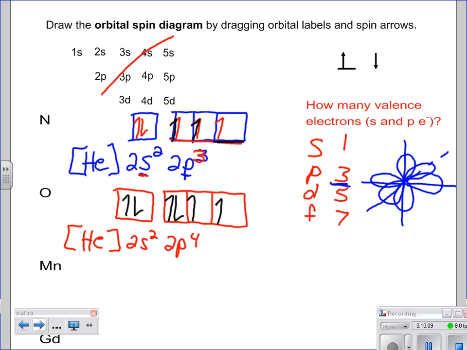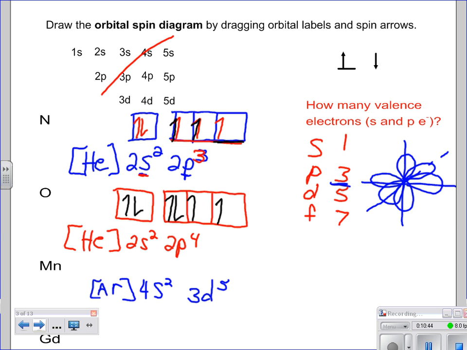Then we move into manganese. For manganese, that is number 25 on your periodic table. What's your most recent noble gas? Argon. I didn't leave myself room. Okay, so we've got argon, and after argon, it's going to be 4s2, right? 4s2. And then what? 3d5. We remember that we have to subtract 1 from our d. So you subtract 1 from your d, 2 from your f, if you ever come across that.